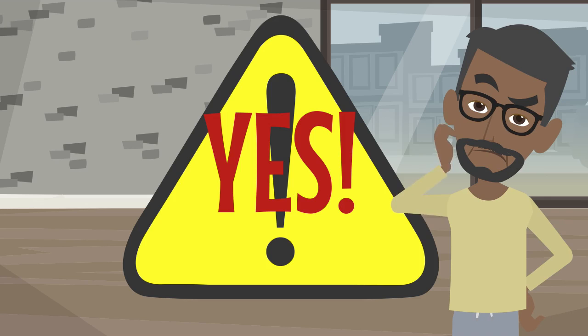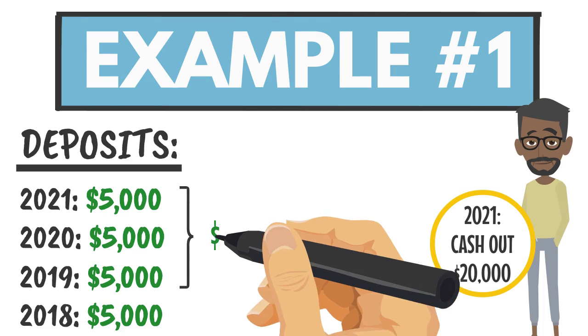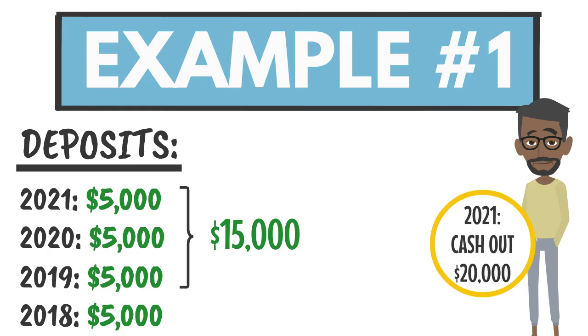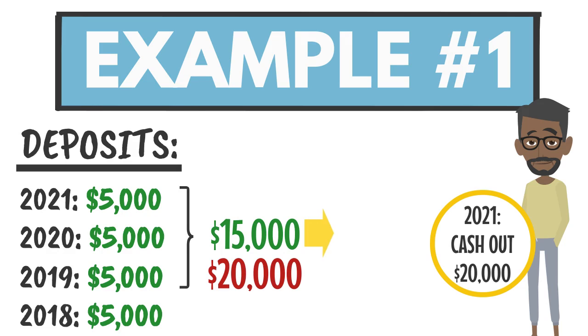But how do you know how much though? To figure that out, you first need to add up all of the deposits that you made in the year you want to make a withdrawal plus the 2 previous years. Now in this example, the total is $15,000. Next, you compare that number to the amount you want to take out, which is $20,000. Whichever number is less is the amount that's added to your income.